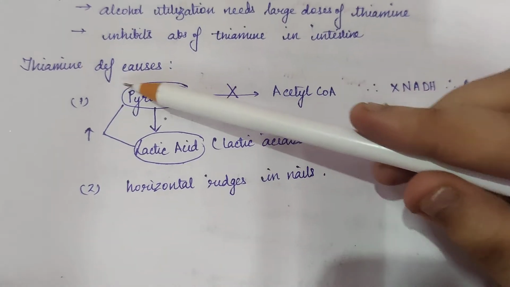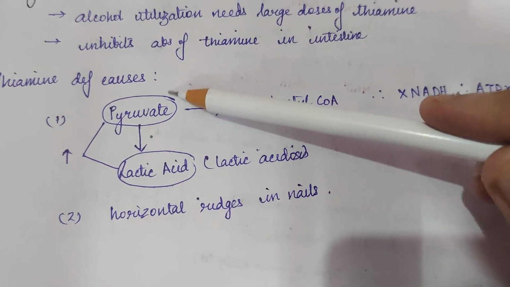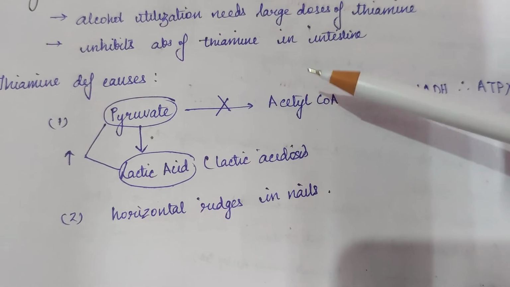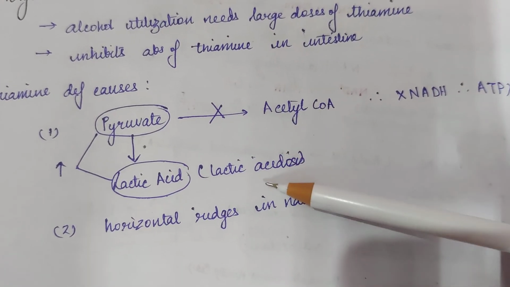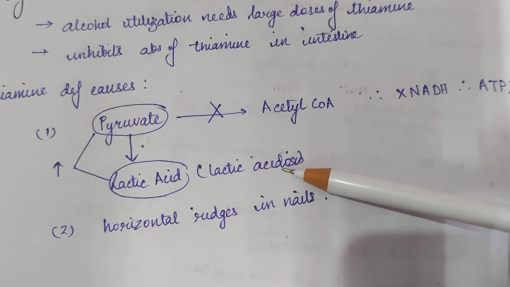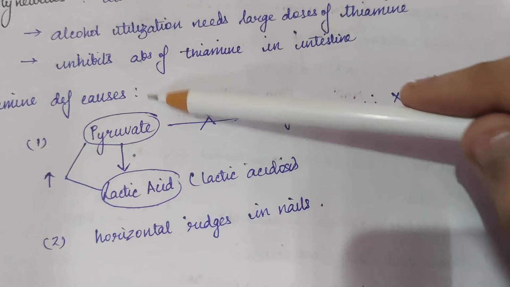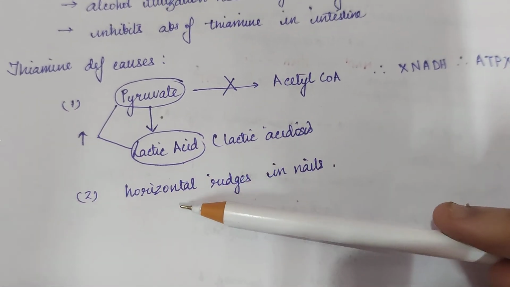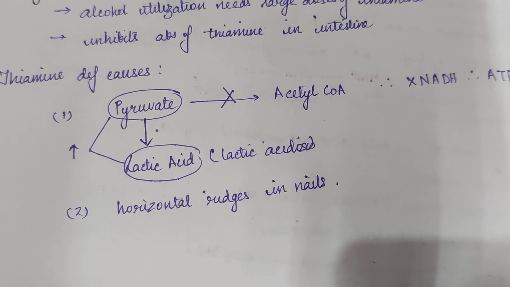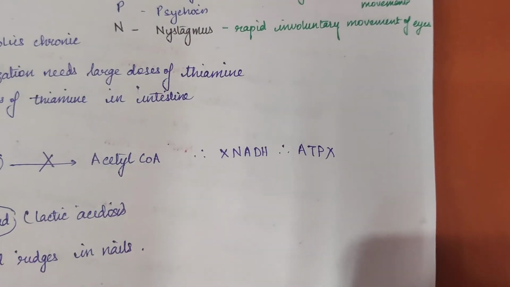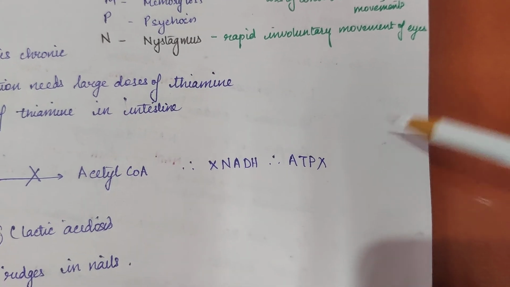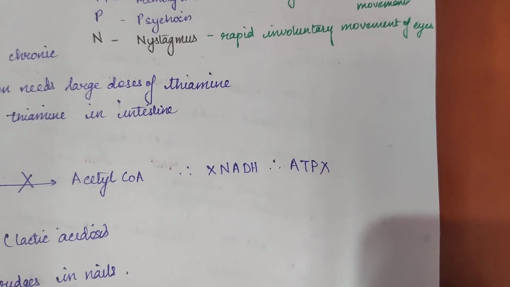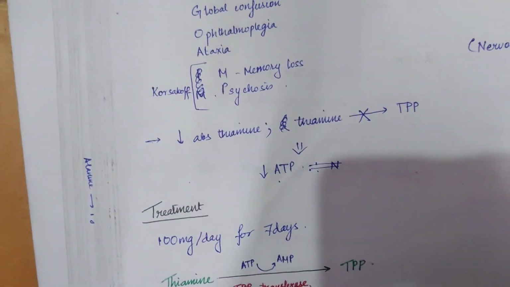Thiamine deficiency will not produce TPP, and therefore pyruvate will not be converted into acetyl coenzyme A. Instead, it will be converted into lactic acid, which will cause lactic acidosis. So both pyruvate and lactic acid will be present in high amounts. Also we will be able to see horizontal ridges in the nails. And if that is not present, then we will not get NADH, therefore we will not get ATP, so energy generation will also be less. So this was your thiamine. That's it. Thank you.